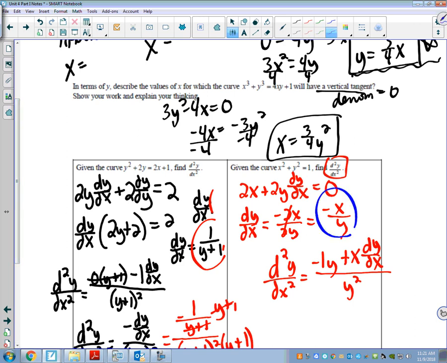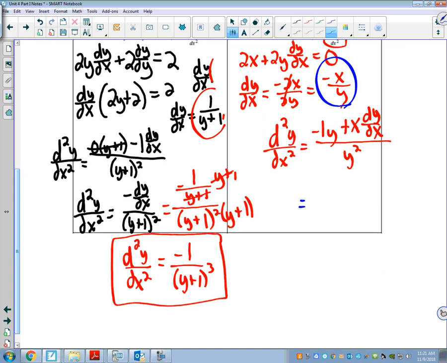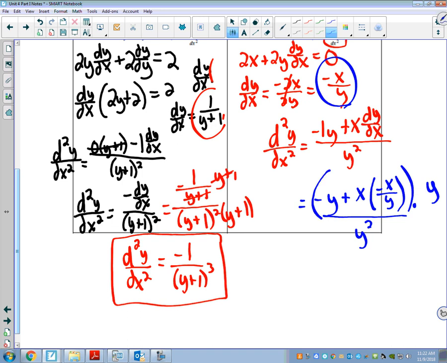Now I'm going to plug in my derivative, which is negative x over y. So I get negative y plus x times negative x over y, all over y squared. And every time we deal with fractions, we have to talk about the same issue of how do we simplify this? You have two options. One option is you can get a common denominator on the top and then invert and multiply. My option that I like is just multiplying everything in the top by that denominator that I want to get rid of.